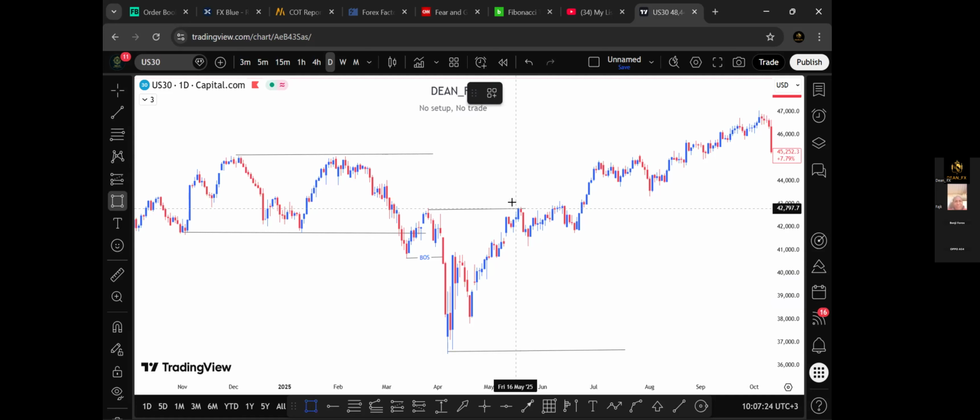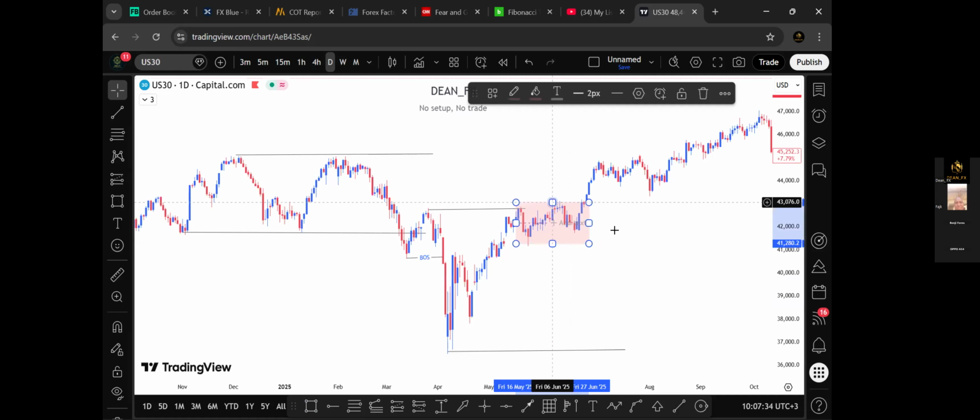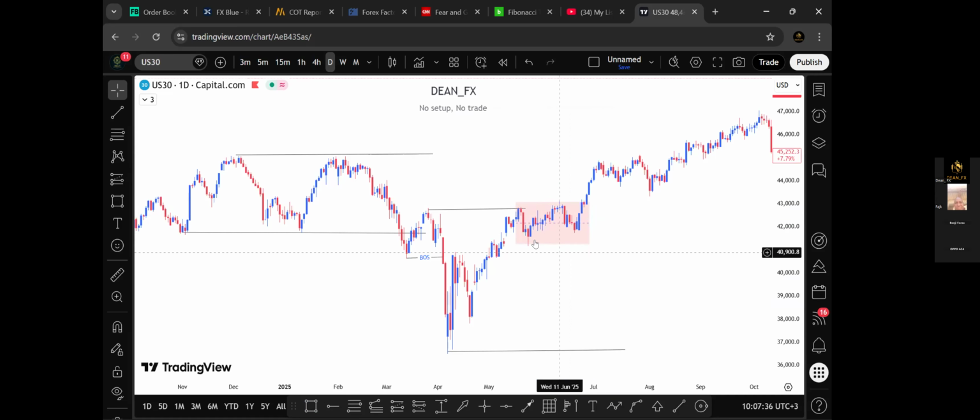So this is what we call consolidation, by the way. A zone whereby it's not tradable. You can't trade here. If you are to trade here, you will buy, let's say, here. Where will you target? Nowhere. You can maybe sell here. Where will you target? No.